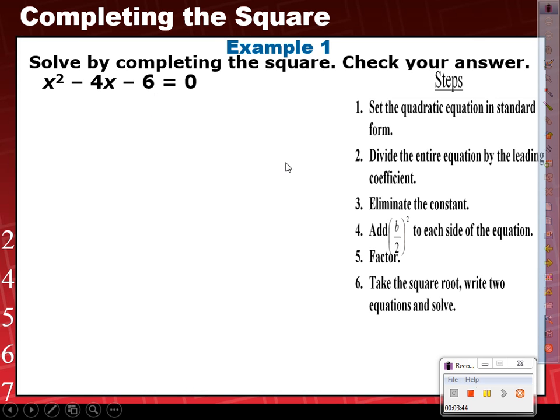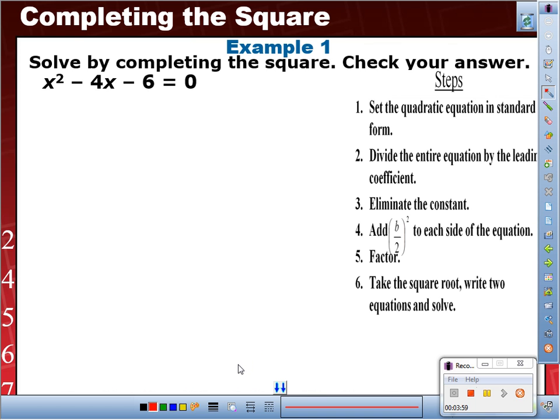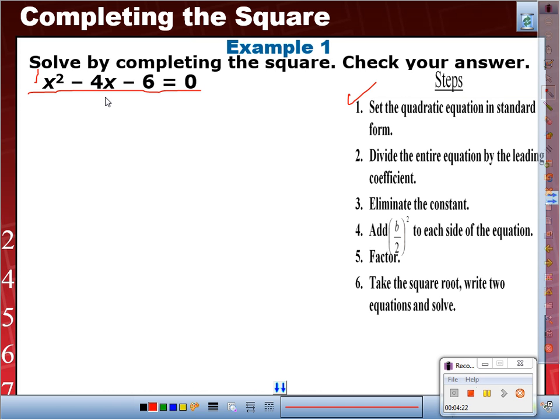Okay? All right, so check this out. Pens down, eyes up here. I'm going to do a couple of steps and then I'll ask you to copy. So stay focused, please. It says, set the quadratic equation in standard form. Look at it. Is it in standard form? Yes, from highest degree to lowest degree. Step 2, divide the entire equation by the leading coefficient. What would be my leading coefficient here? 1. So if I divide everything by 1, wouldn't it be the same thing? Yeah, so it would be redundant to do the same thing again.